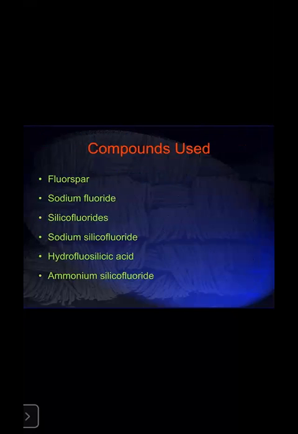Now, what are the various compounds used for water fluoridation? Fluorspar, that is Na3AlF6, sodium fluoride, that is NaF, silicofluoride, sodium silicofluoride, hydrofluosilicic acid, and ammonium silicofluoride. These are the various compounds which can be used to add the fluoride in drinking water. Correct?